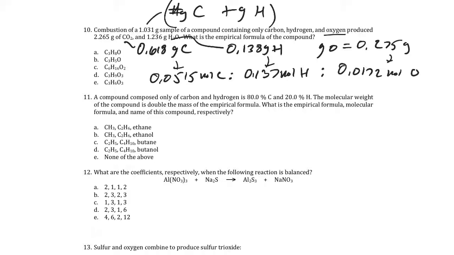0.0172 works out to 3. So it's dividing all of these by the smallest, which is the oxygen. 0.137 divided by 0.0172 is 8 moles of H, 7.97, and to 1 mole of O, so C3H8O for A.